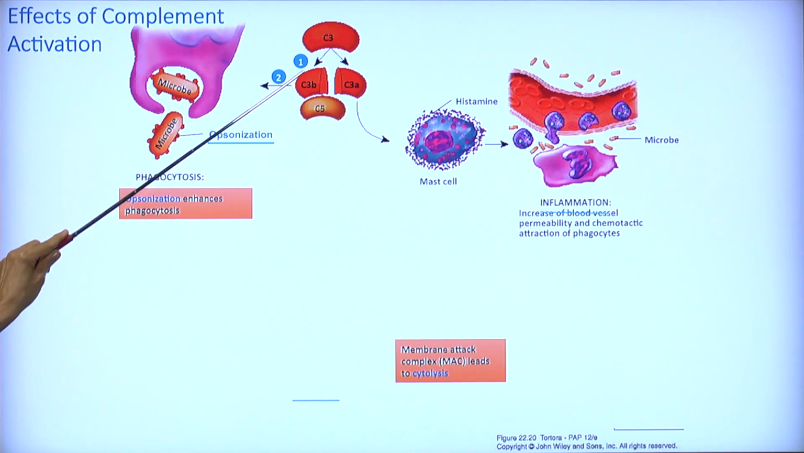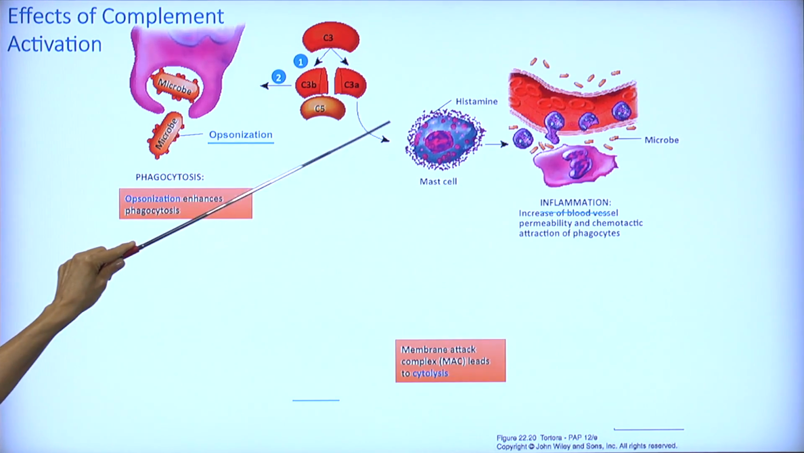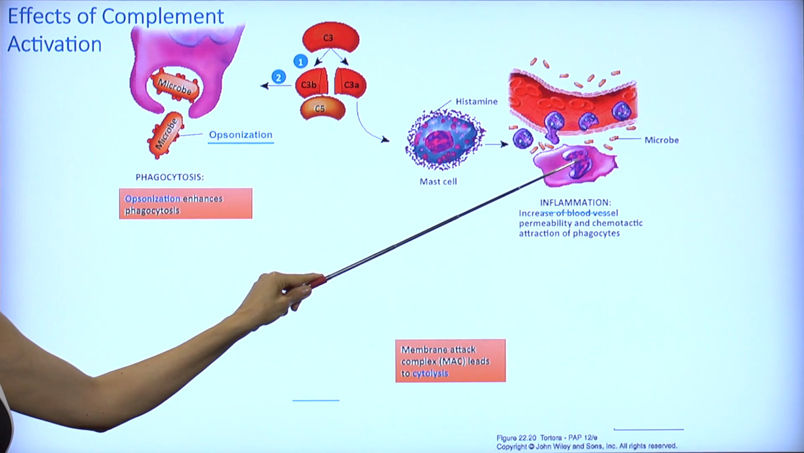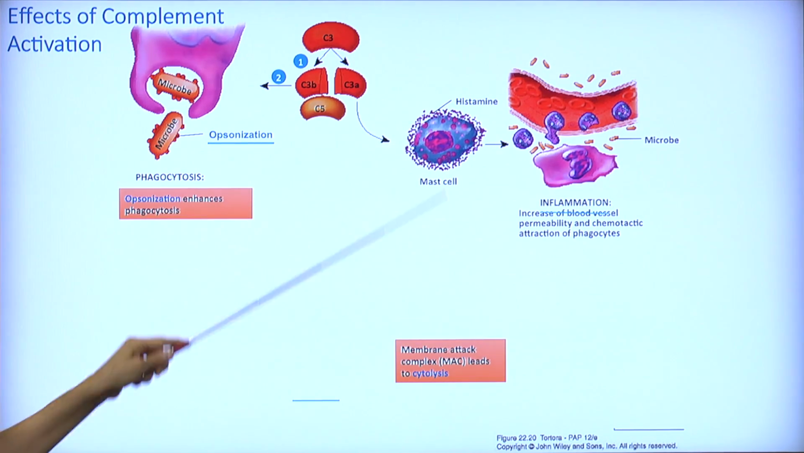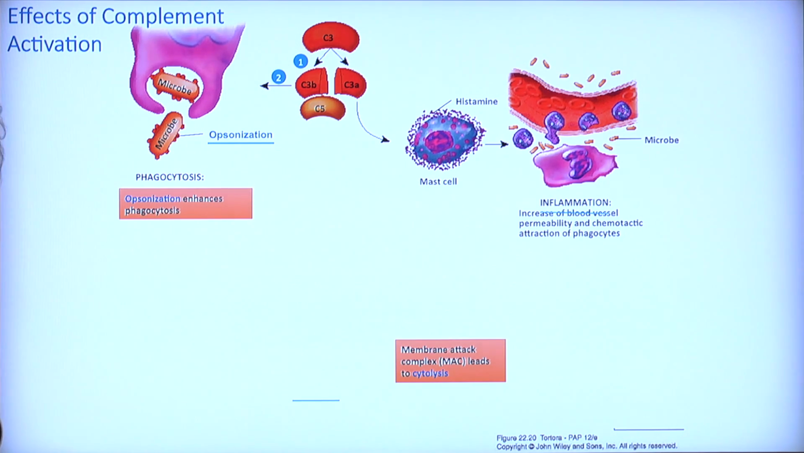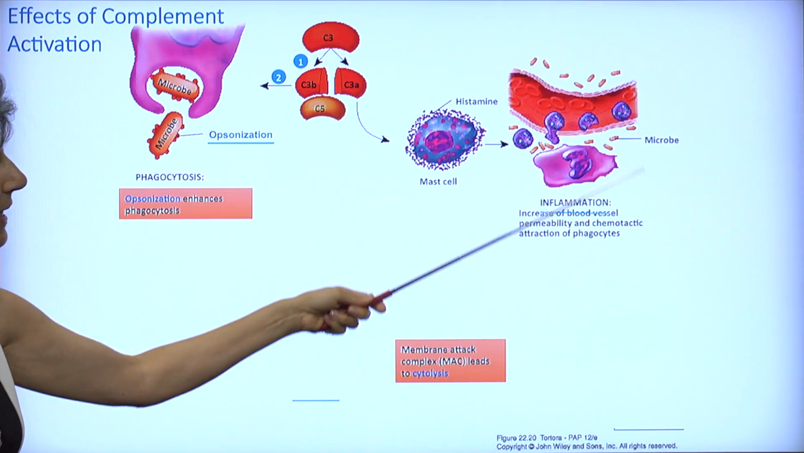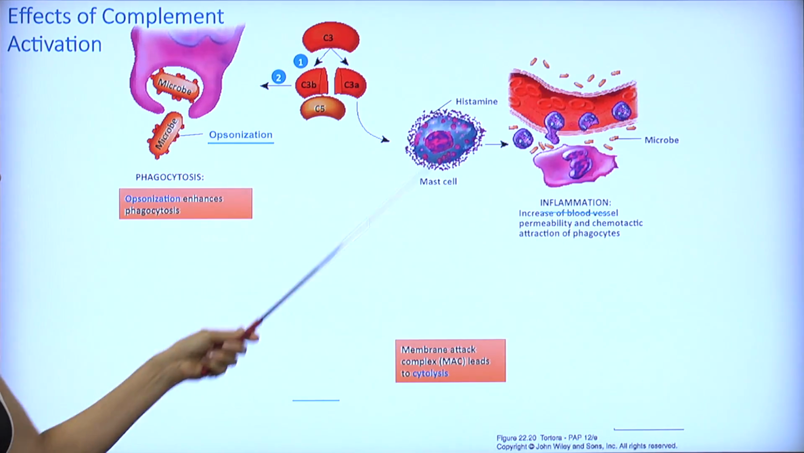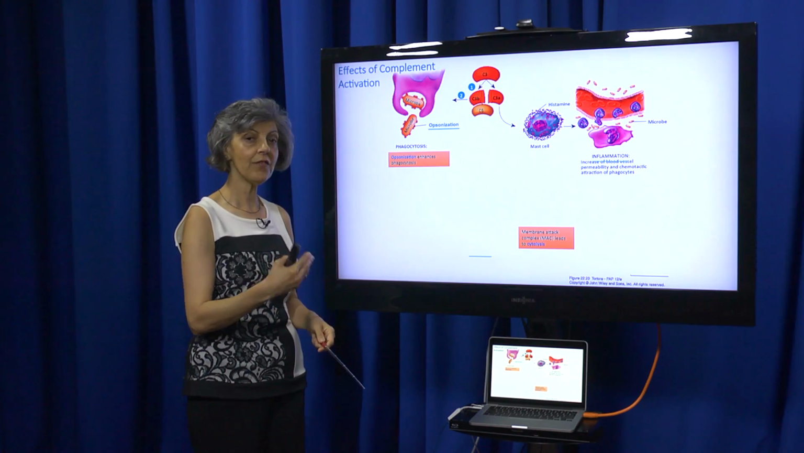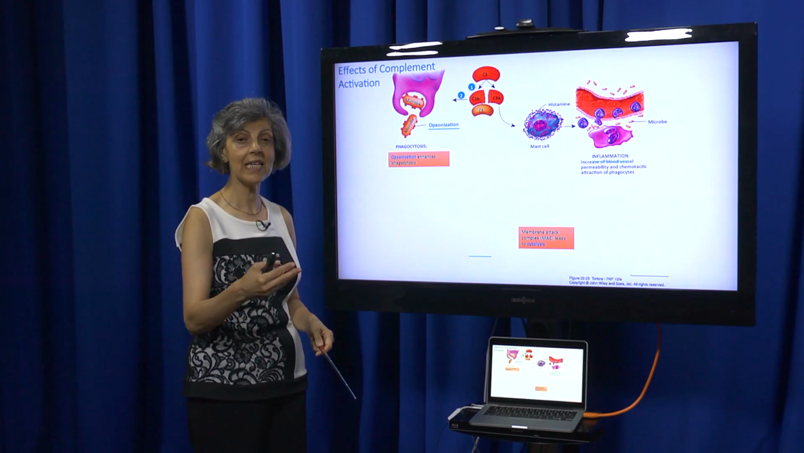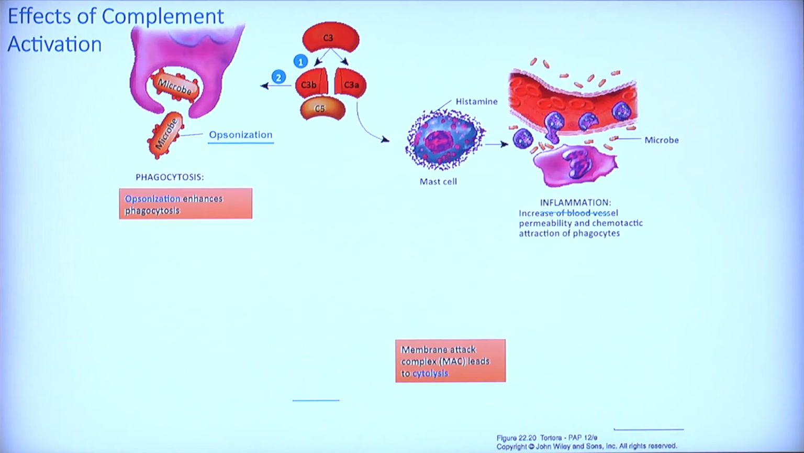The second thing is complement will take part in activating the process of inflammation. How do they do that? They activate the cells that produce histamine, mast cells, for example, and histamine is going to be produced, and inflammation is going to occur. And as we will know in a minute, inflammation is a first step towards healing. So inflammation will lead to healing.